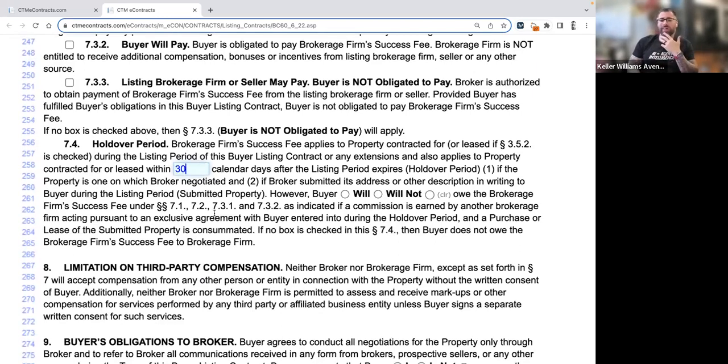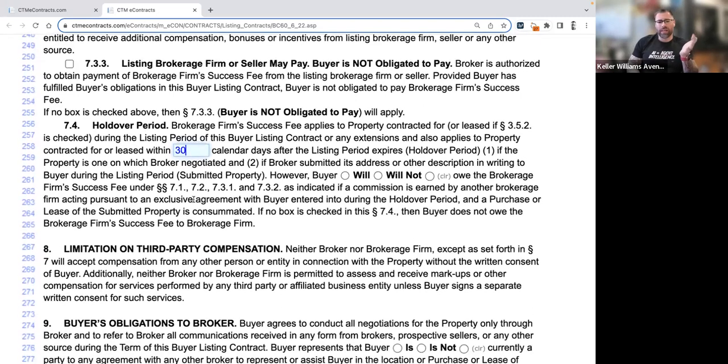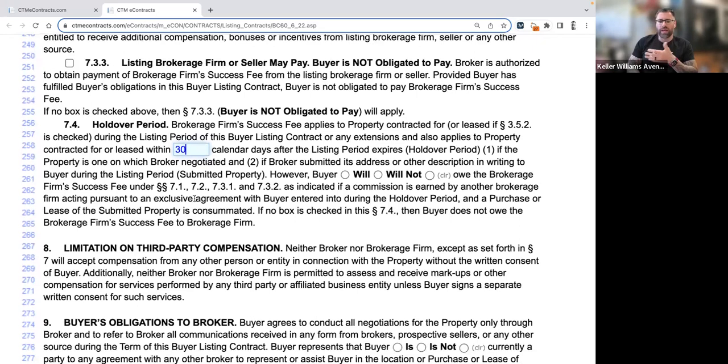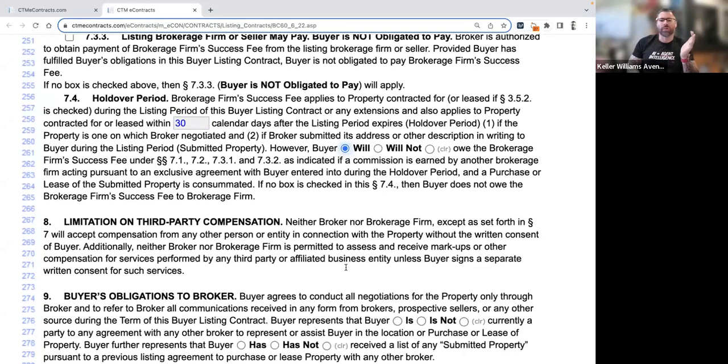I typically go 30 days. If any house that I have showed you, you write on that house after our deal ends, within 30 days, you will owe the brokerage a commission. So that's how I write this out. I go 30 days, you go 60 days, you go 90 days, put it however you want.